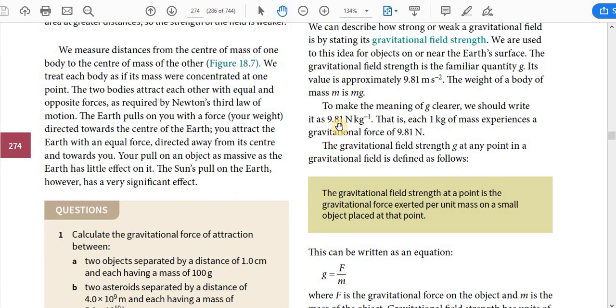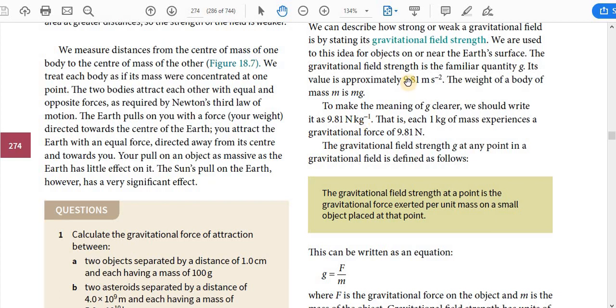Okay, now how do we get this unit? Because g is equal to W over m. Gravitational field strength is weight over mass. Now this weight is given by F over here, and this is in newtons, this is in kilograms. So then this will be newtons per kilogram, like this.